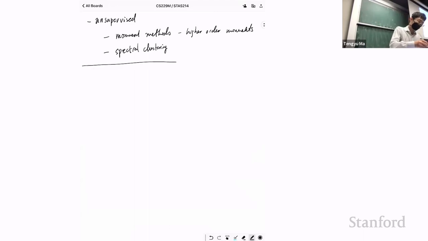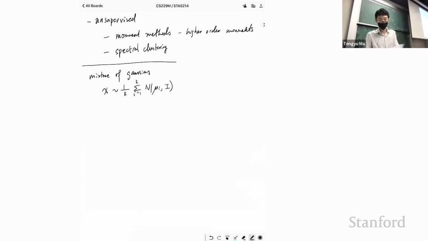Just to continue with what we had last time, we ended up at this mixture of Gaussians. The setup was that you have some x which is sampled from a mixture of k Gaussians with mean mu i and covariance identity. Last time, at the beginning we talked about the case of a mixture of two Gaussians, and in that special case you can just take the second moment of the Gaussian to recover the mu i's. And then we moved on to talk about the case bigger than 2.